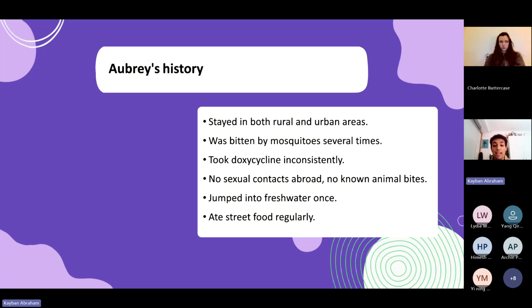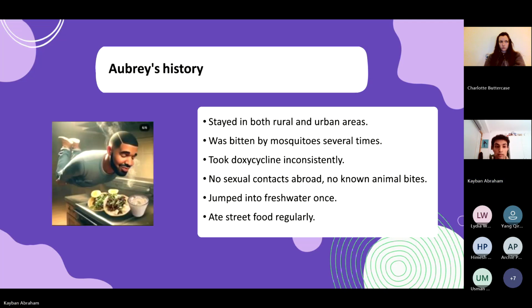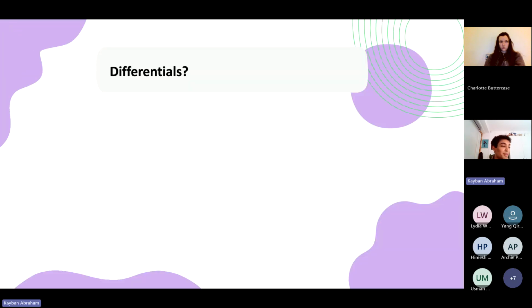So based on this kind of picture that we have here, what might you be suspecting in this patient? So we've got malaria. That's probably going to be a top one at this point. Yeah, malaria is a great one. Can anyone think of any others that you might want to consider?